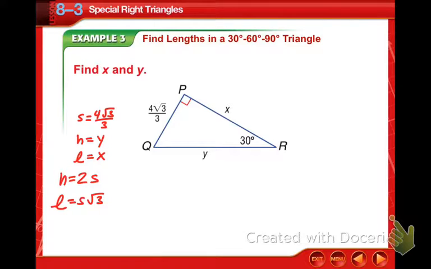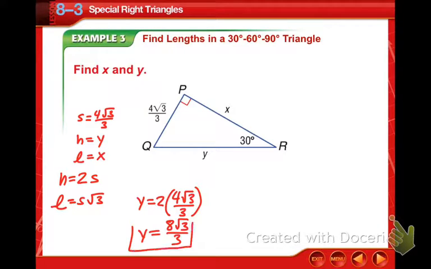So plugging everything in for the first one, we have that H, which is y, is equal to 2 times our S, which is 4 square root 3 over 3. Now we can simplify that. 2 times 4 is 8. 8 doesn't divide by 3 evenly, so we're just going to leave it as this beautiful fraction here: 8 square root 3 over 3. And that's our answer for y.